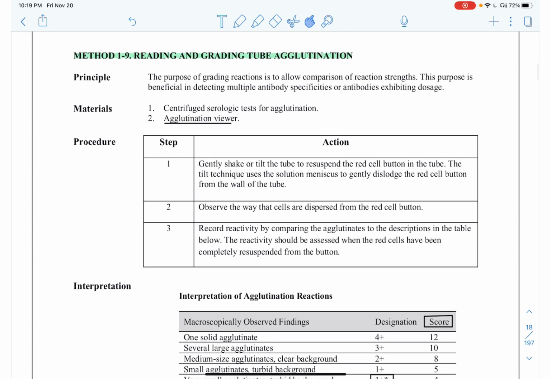Method 1-9, reading and grading tube agglutination. The principle states the purpose of grading reactions is to allow comparison of reaction strengths. This purpose is beneficial in detecting multiple antibody specificities or antibodies exhibiting dosage. The materials are a centrifuge and agglutination viewer.